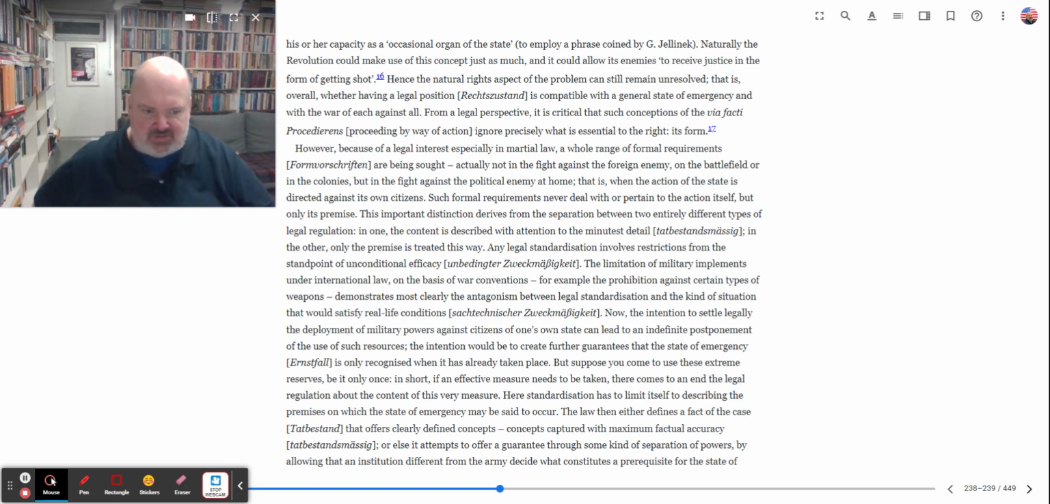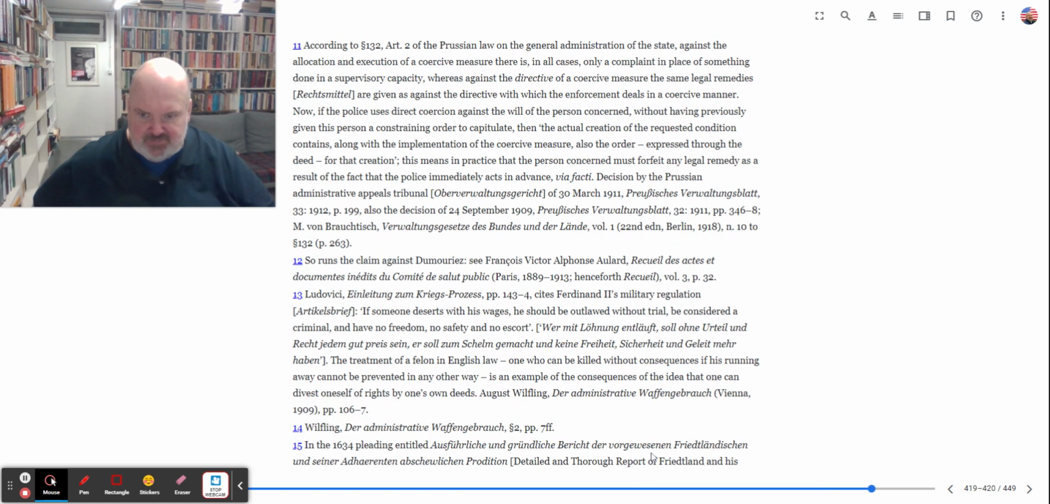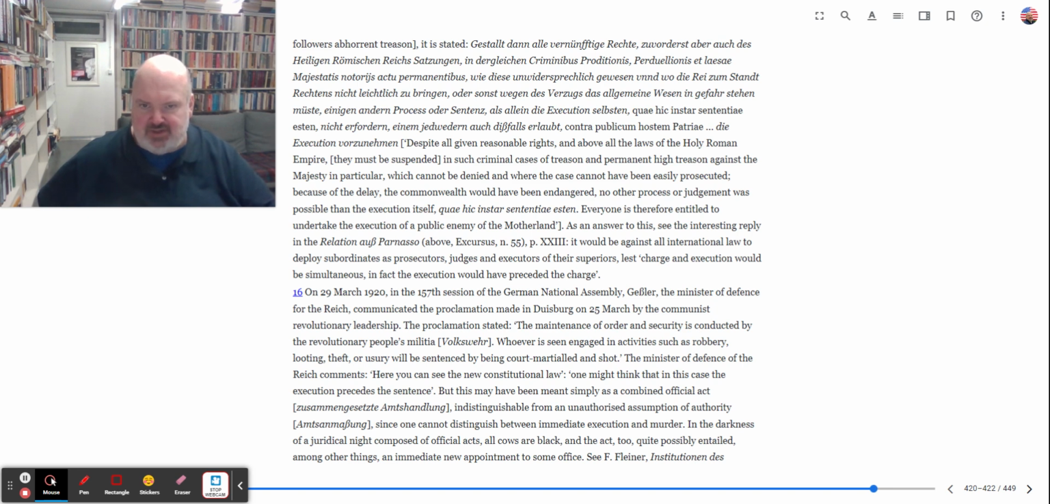Let me go back here for a second. Note 15. In the 1634 pleadings, the detailed and thorough report of Friedland and his followers' abhorrent treason, it is stated that despite giving all reasonable rights and above all the laws of the Holy Roman Empire, they must be suspended in such criminal cases of treason and permanent high treason against the majesty, which cannot be denied, and where the case cannot easily be prosecuted because of the delay. The Commonwealth, the state, the Reich would have been endangered, and no other process or judgment was possible than the execution itself.